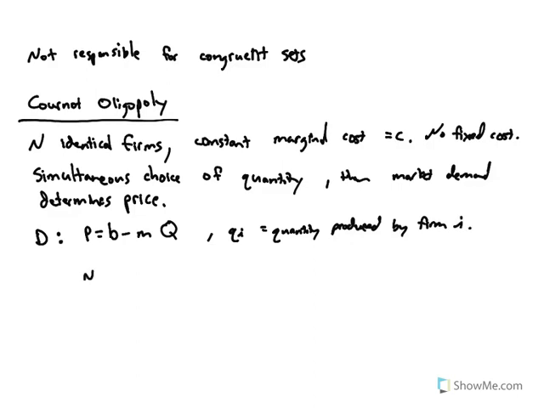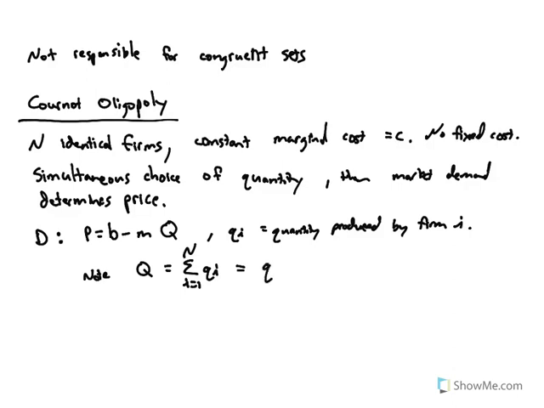Okay, and then note that capital Q, the total quantity in the market, is just equal to the sum from i equals 1 to n of all the individual firms in the market, right? So every individual firm produces q_i. If you sum up all those individual q_i's, it gets you the total quantity in the market.